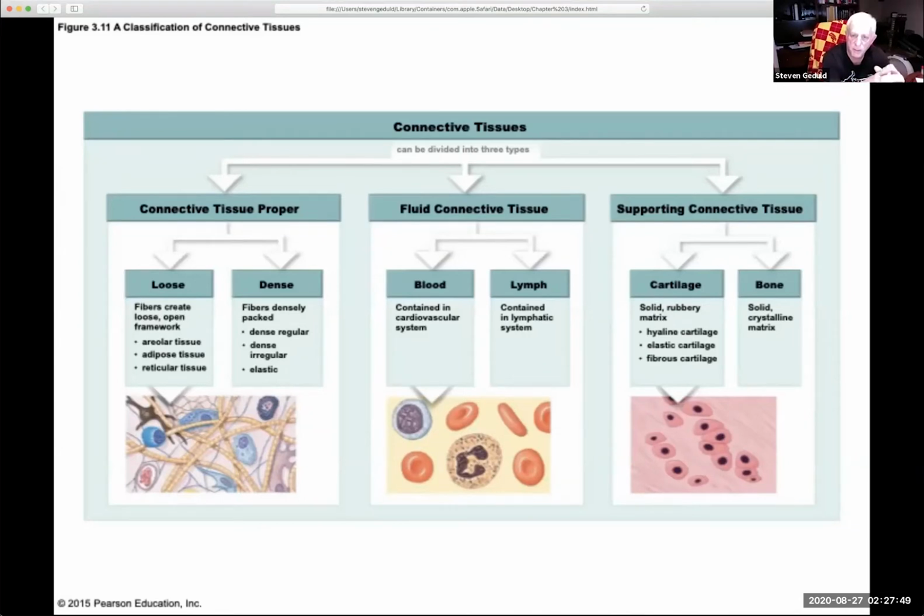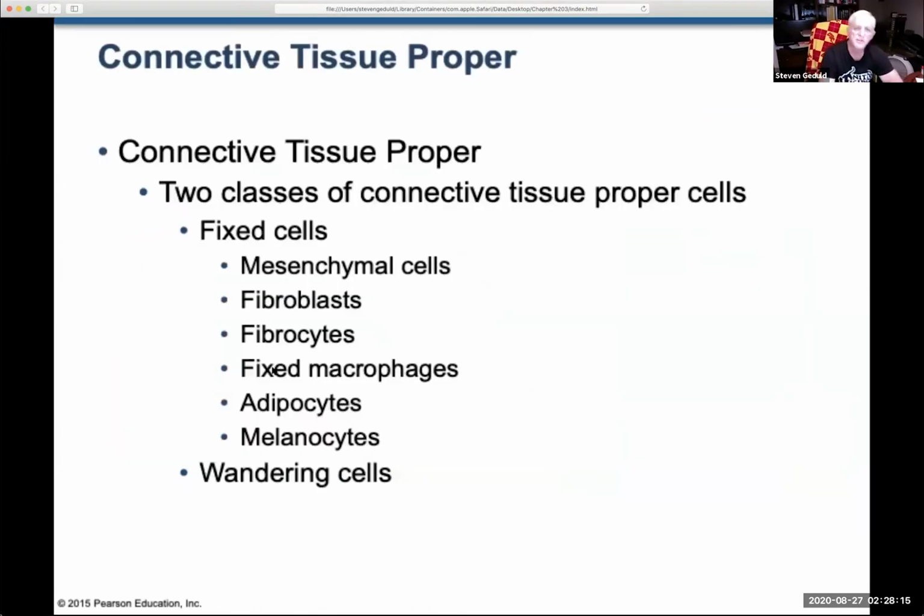Supporting connective tissue, what's called support, is the cartilage and your bone. Cartilage is a solid, rubbery matrix. You have hyaline cartilage, elastic cartilage, and fibrous cartilage. And bone. Bone is a structure that holds the entire body together, gives you support. It's a solid, crystalline matrix. Okay, that's a great diagram that shows you the different types of connective tissue, the three types.